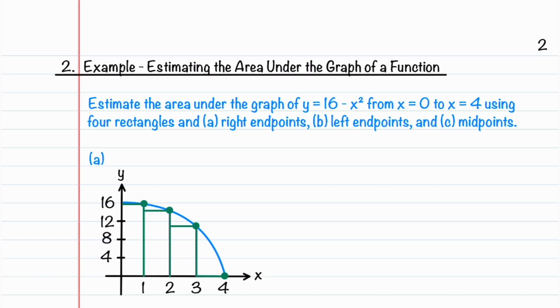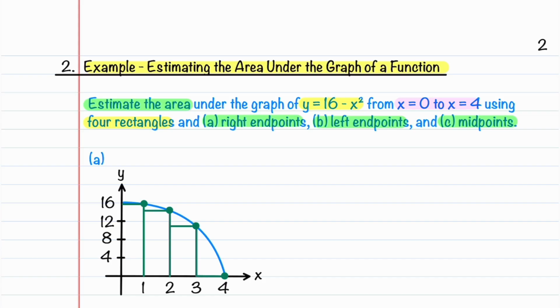We're going to walk through an example where we're going to estimate the area under the graph of a function. In our example, we're going to estimate the area under the graph of y is equal to 16 minus x squared. That's just a parabola that's curving downward from x is equal to 0 to x is equal to 4. And we're going to use four rectangles, and we'll use right-hand endpoints in part A, and then in part B, we're going to use left-hand endpoints, and in part C, we're going to use midpoints.